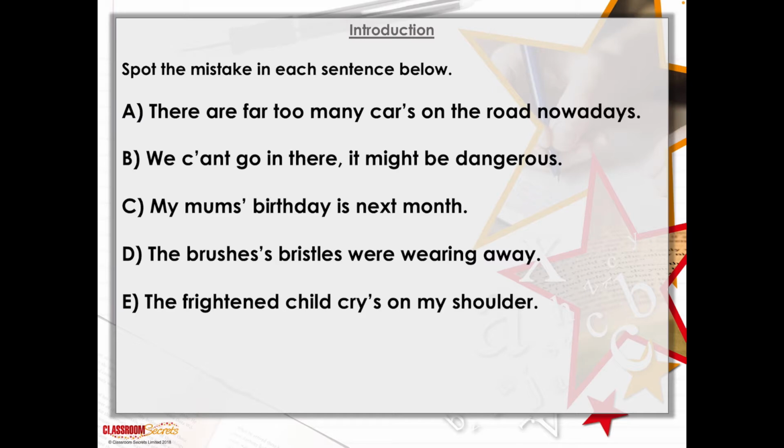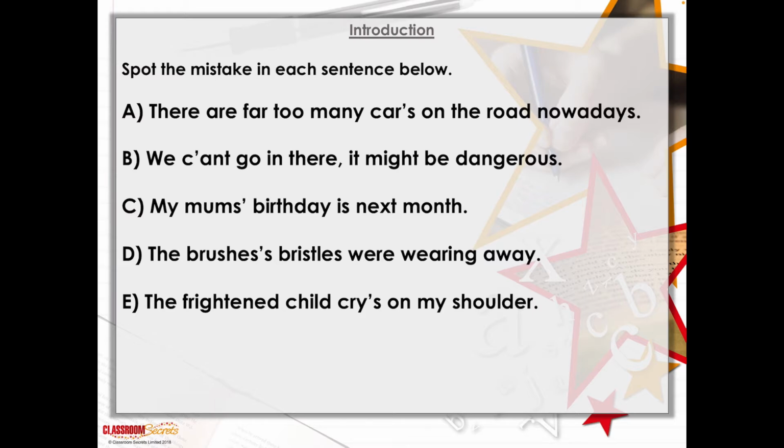In sentence A, it says, there are far too many cars on the road nowadays. Now, it's talking about cars, and it's just saying that there are a lot of cars. So we're writing the word cars as a plural, which means that there's more than one. So because of that, we do not need that apostrophe. The apostrophe is just there if the car owned something or something belonged to the car.